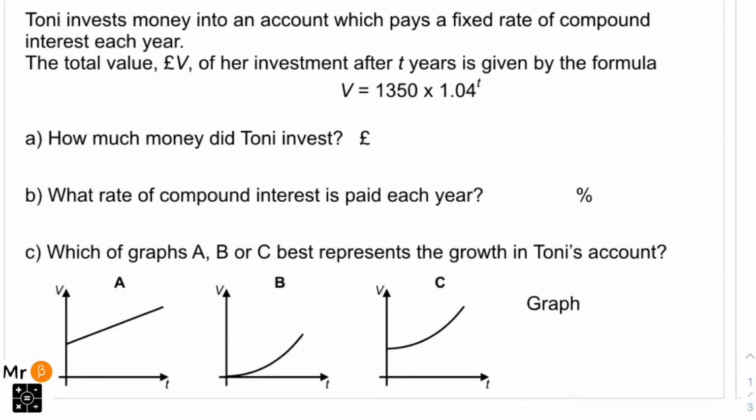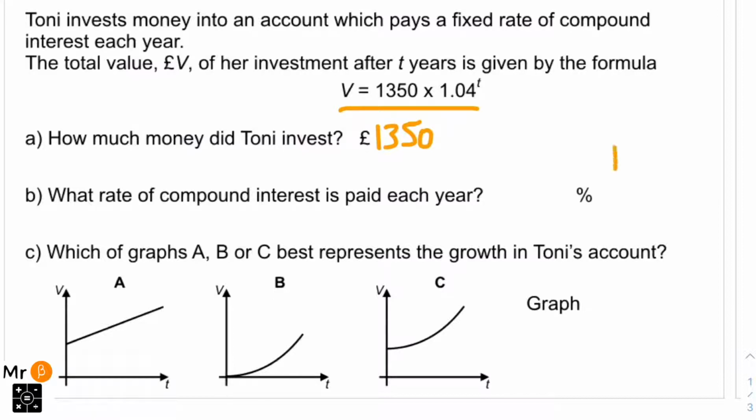So question 3, this time we're working backwards. It's given us our formula and we need to try and work out the values which it started with. So how much money did he invest? Well, that must be the first number in your formula, the 1,350.